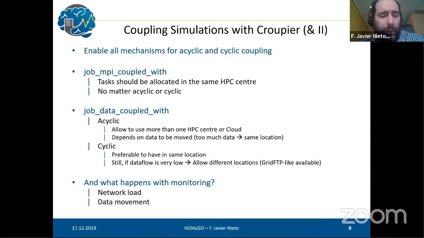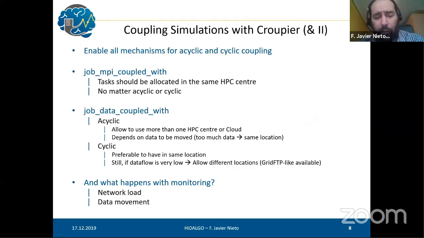So the point would be that in those cases in which we think that we have a strong coupling mechanism, the first option would be always to allocate both tasks in the same HPC center, no matter if they are acyclic or cyclic, because you know that they are going to be exchanging a lot of information, and especially with MPI, that we are supposed to have a very good network infrastructure based on InfiniBand and things like this. Otherwise you are losing performance.